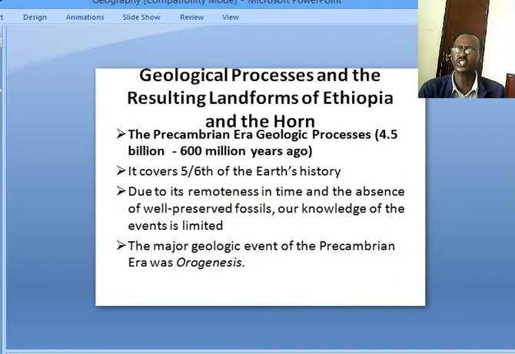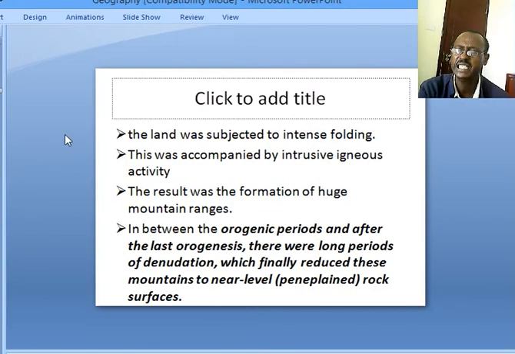So the major geological events of the Precambrian era, simply what has been observed during this era, was orogenesis. Orogenesis means mountain formation, and it was seen in the Precambrian era. Then the land was subjected to intense folding. This was accompanied by intrusive igneous activity.